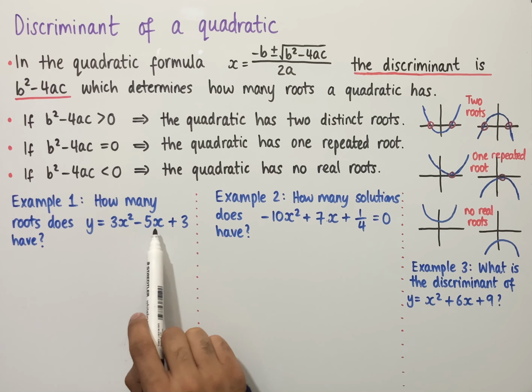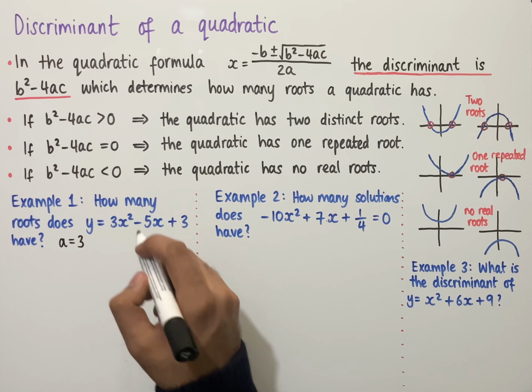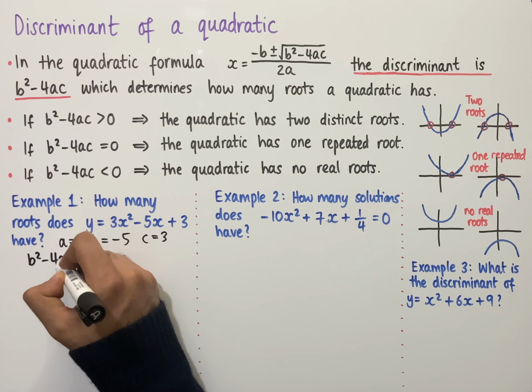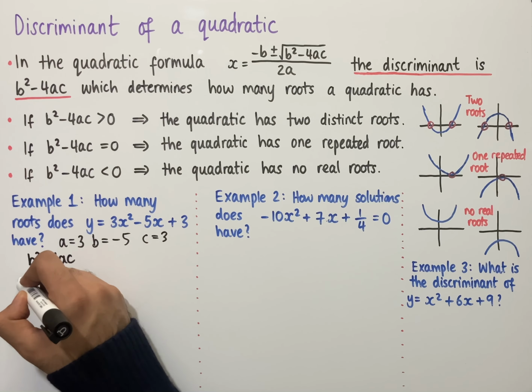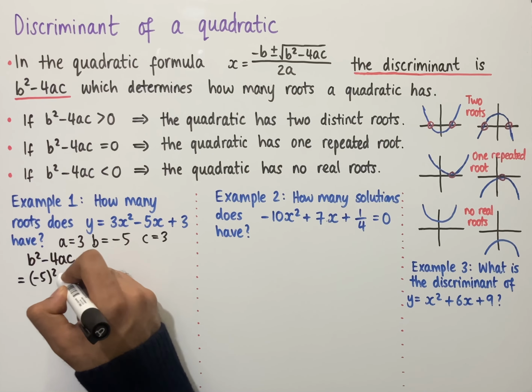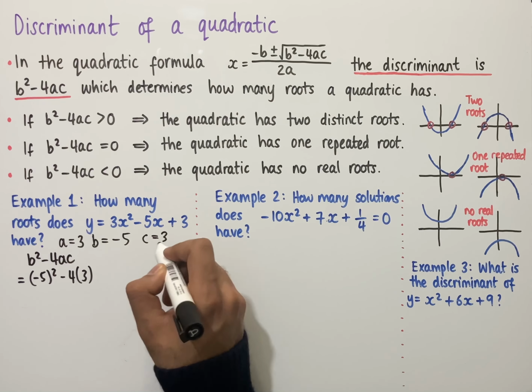In this case, a equals 3 because it's the coefficient of the squared term, b equals minus 5 because it's the coefficient of the term that has a single x, and c equals 3 because it's the number on its own. And so working out the discriminant, we have b squared minus 4ac, which in this case is equal to minus 5 all squared minus 4 times a, which is 3, times c, which is 3.